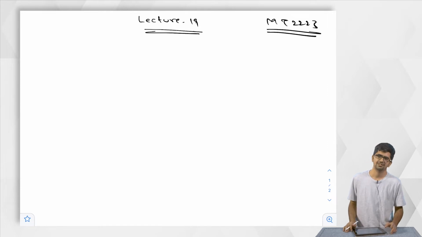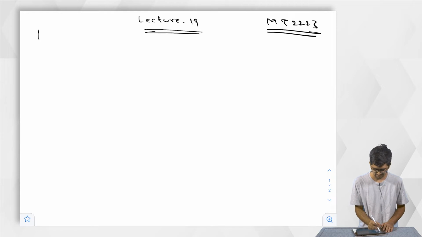In the last session, we have seen a result called Rolle's theorem, and as a consequence, we have seen what is called the mean value theorem.